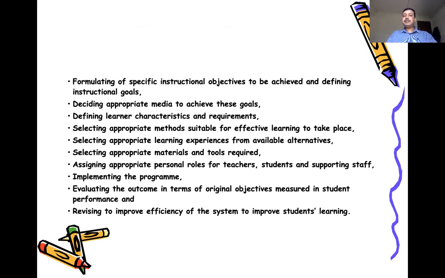Formulating the specific instructional objectives to be achieved and defining instructional goals, deciding appropriate media to achieve these goals, defining learner characteristics and requirements, selecting appropriate methods suitable for effective learning to take place, selecting appropriate learning experiences from available alternatives, selecting appropriate materials and tools required, assigning appropriate personnel roles for teachers, students, and supporting staff, implementing the program, evaluating the outcomes in terms of original objectives, measuring students' performance, and resolving to improve the efficiency of the system to improve students' learning.